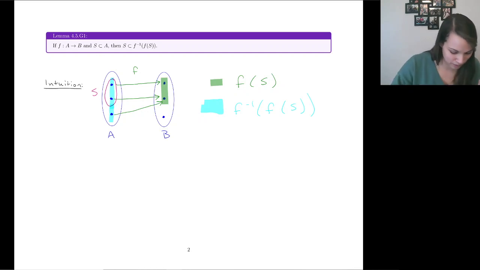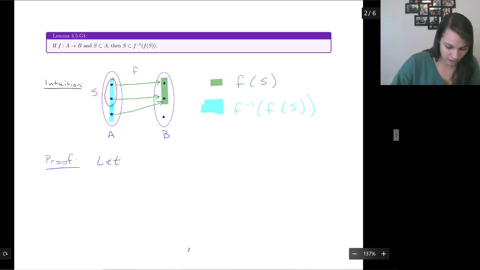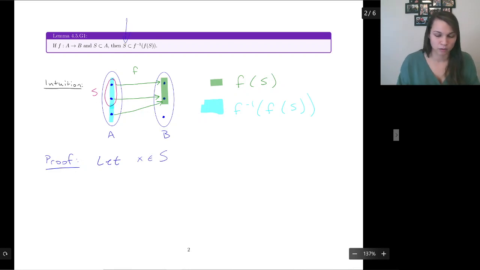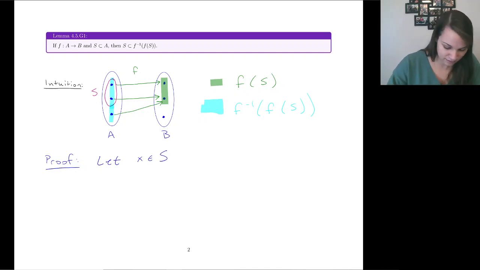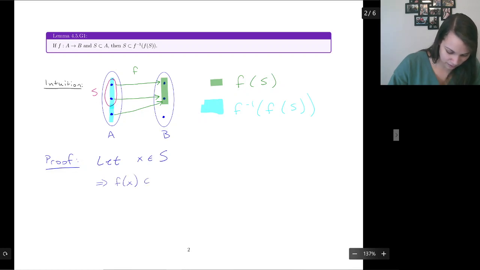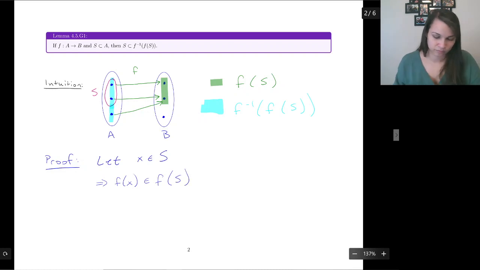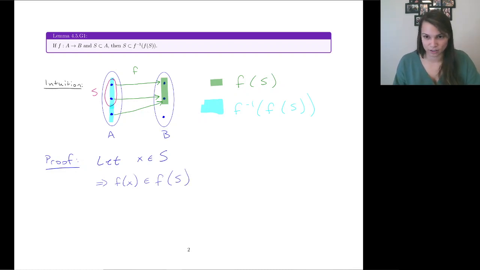So let's go ahead and do a formal proof. We're going to let x be an element of S. It's a set argument, and so we're going to start with something that is sitting in our set S, and we're going to chase it to this set over here. So if x is an element of S, that means the image of x is definitely in the image of S. That's just the definition of image.